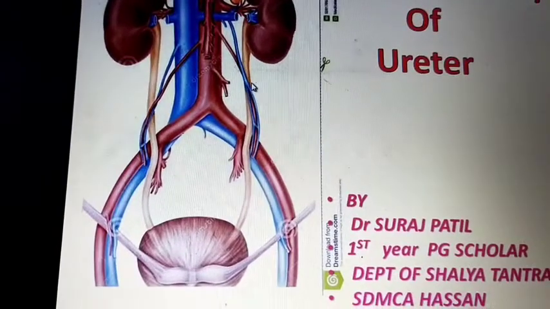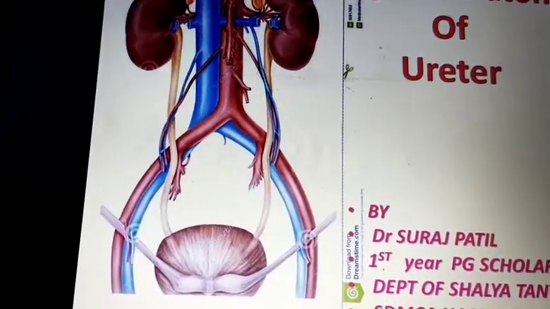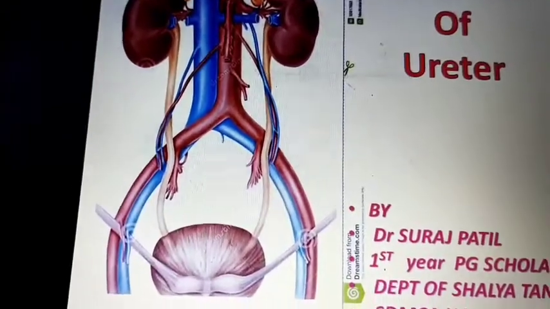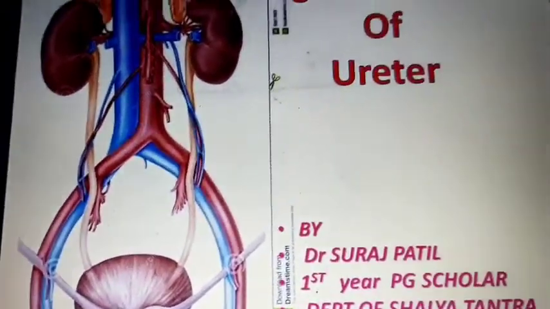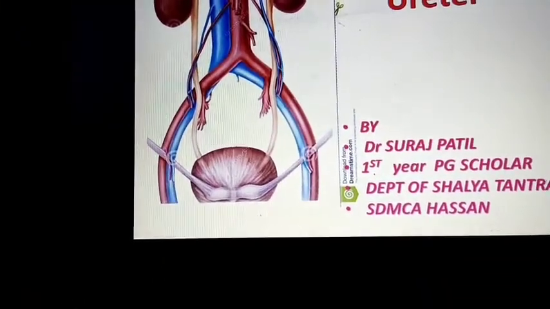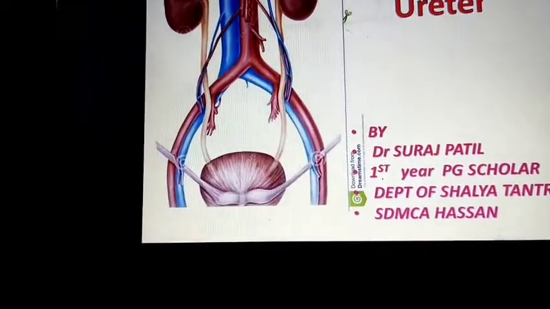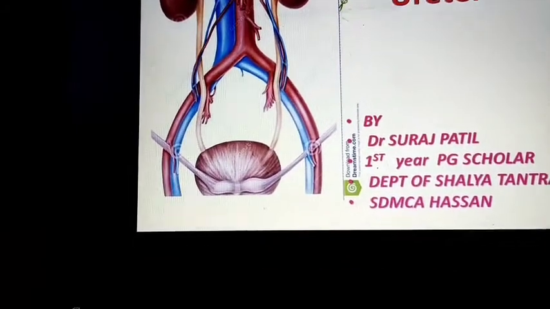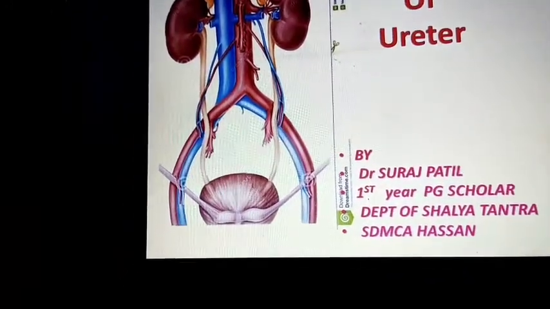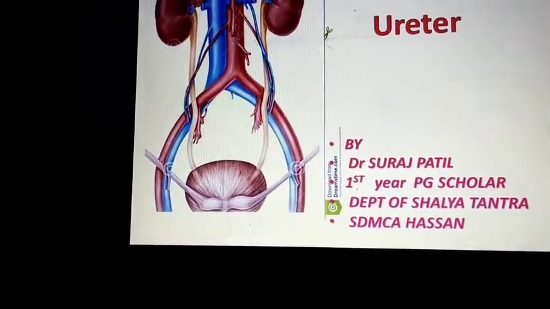The length of the abdominal part of the ureter and the pelvic part of the ureter is almost the same. The upper half is 5 inches and the lower half is 5 inches, or upper half is 12 centimeters, lower half is 12 to 15 centimeters. The ureter has a 3 to 5 mm diameter.